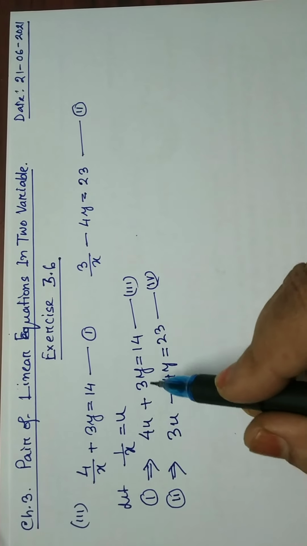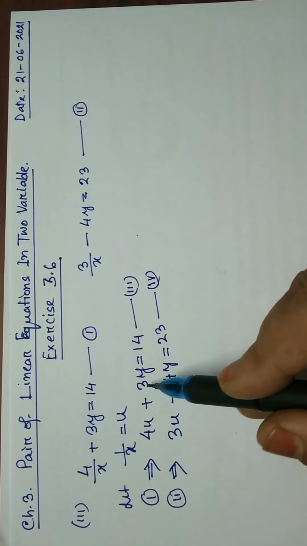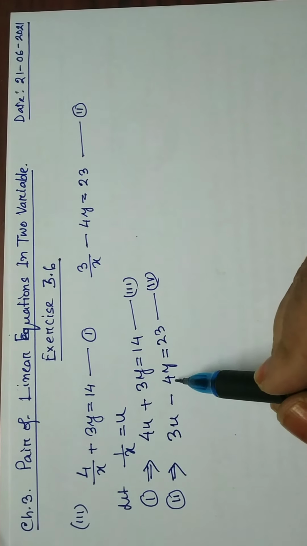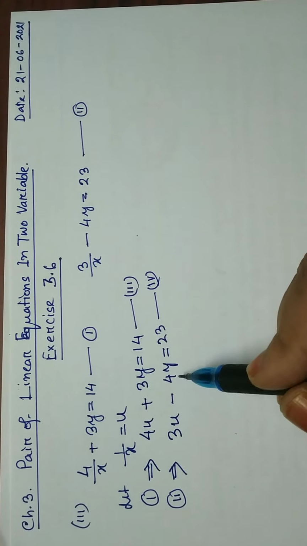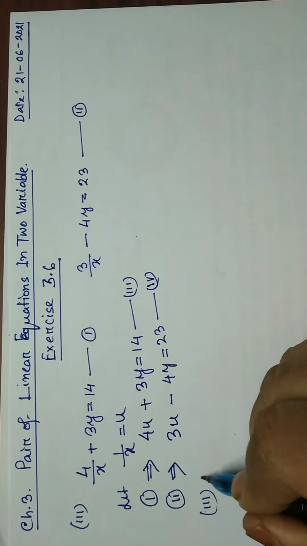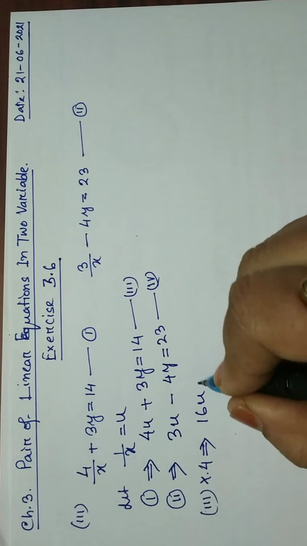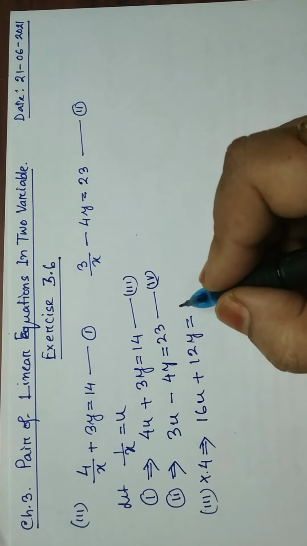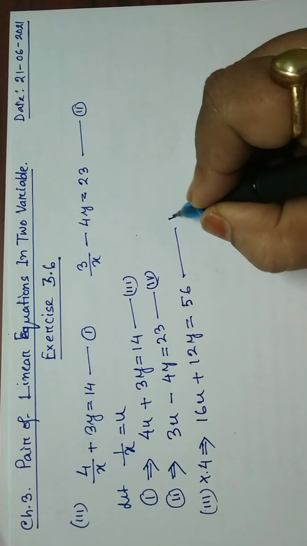To eliminate, suppose we want to eliminate y, then because here there are positive and negative signs, first we have to make the coefficient of y the same. After that we have to add. Now this one 3, this one 4. If we multiply equation number 3 by 4, and equation number 4 by 3, then the coefficient of y will be the same. So equation number 3 multiplied by 4: 4 times 4 is 16u plus 4 times 3 is 12y equal to 4 times 14, that is 56. This is equation number 5.